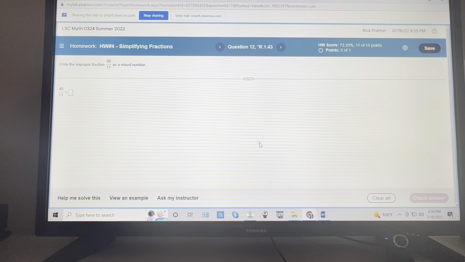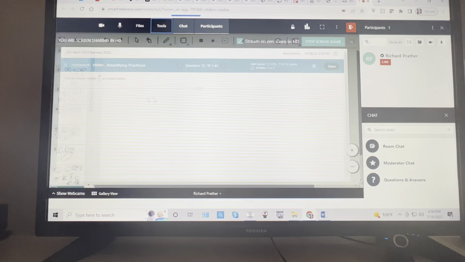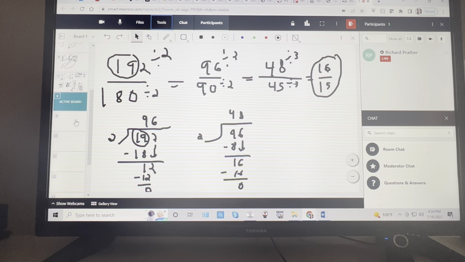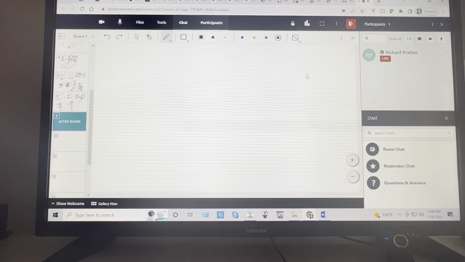Okay, write the improper fraction as a mixed number. This doesn't come up too often in math, but occasionally it does. Improper fractions are usually better in higher level math, so they would normally leave the answer 16 over 15. Improper is when the top's bigger. So if you don't want that to be your answer, 48 over 11, you basically just do long division and you look for the remainder.